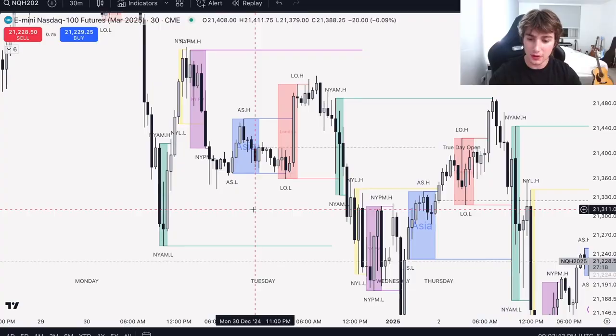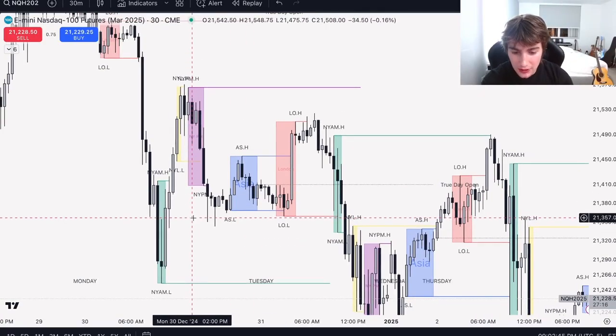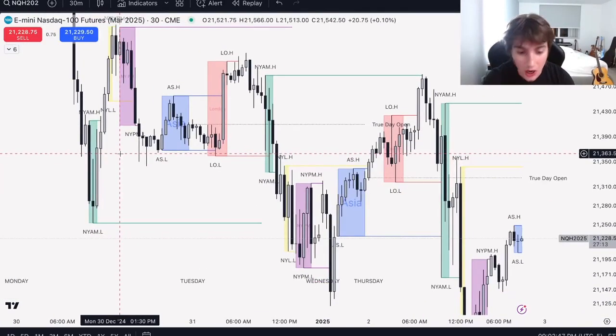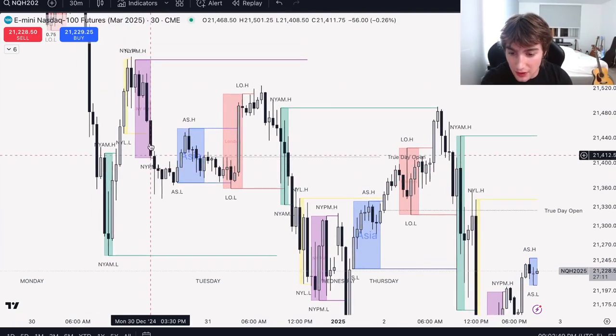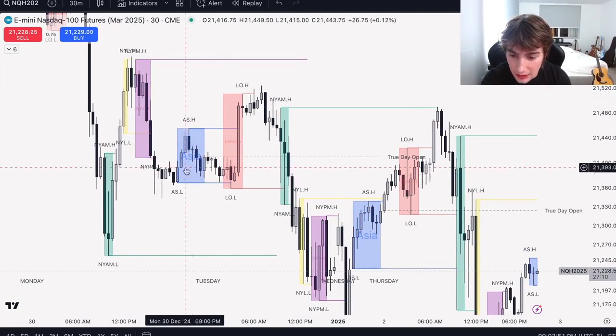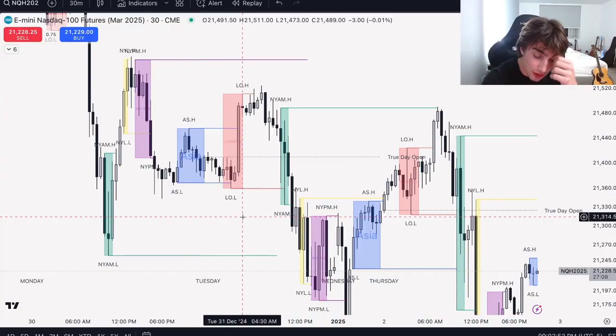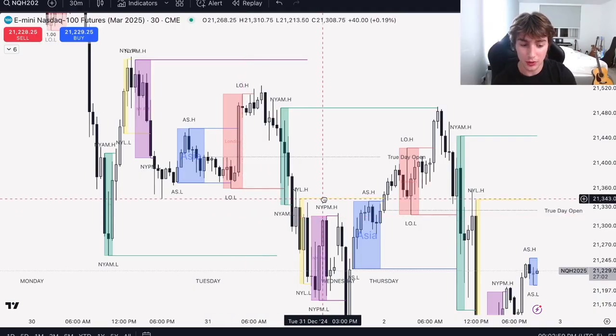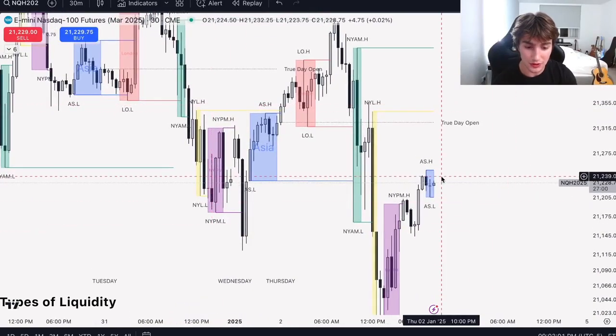But let's go over price real quick. Let's start noticing common occurrences in price. We have New York in purple, Asian session in blue, and London session in whatever that color is. This is today, by the way. I just have the 30-minute time frame pulled up from today. Literally, price is moving as we speak.